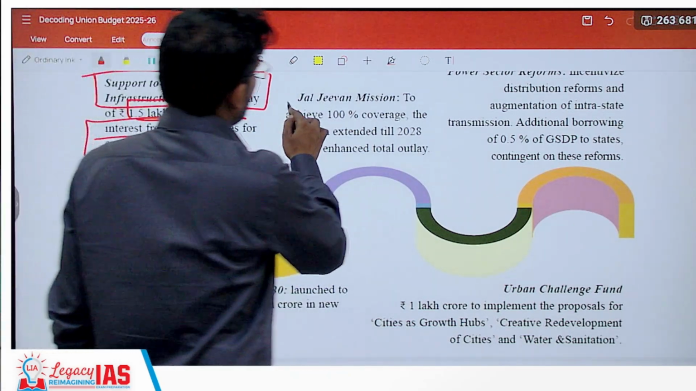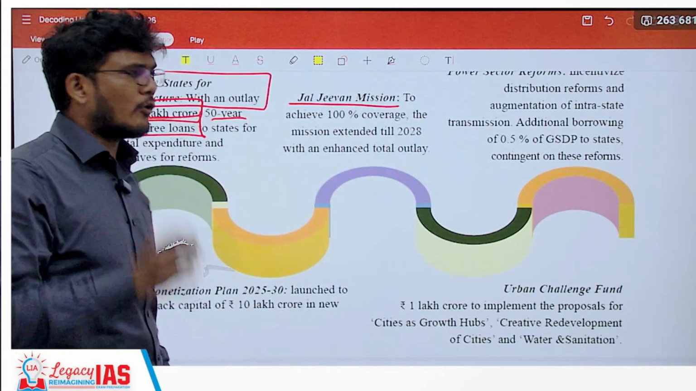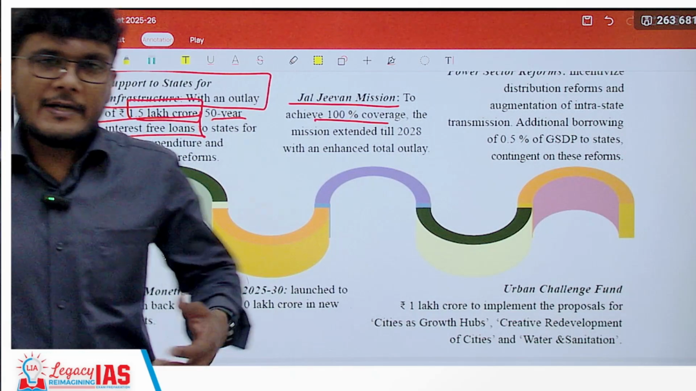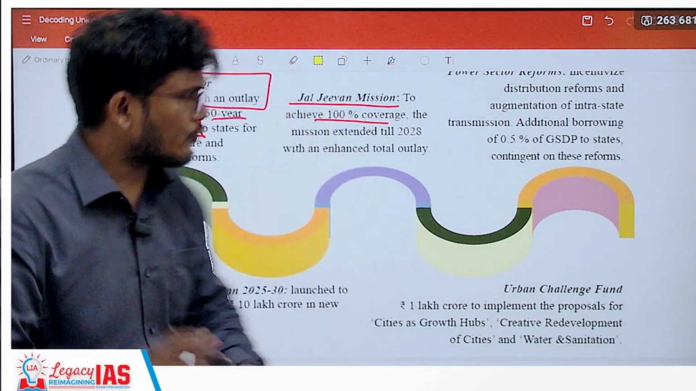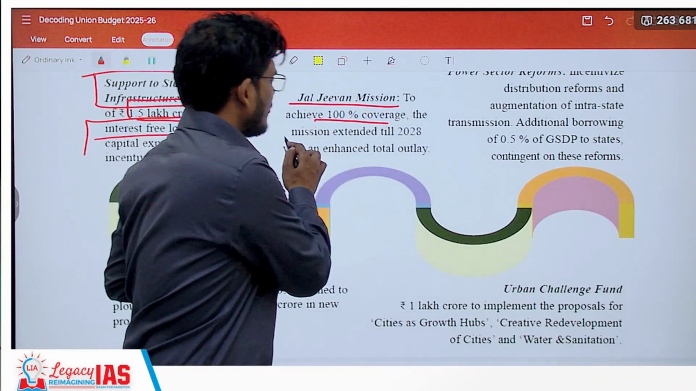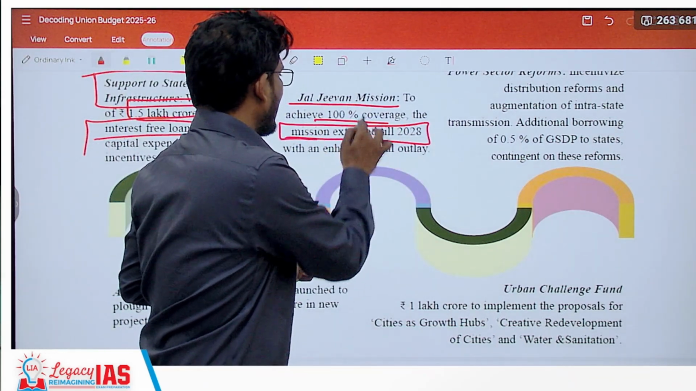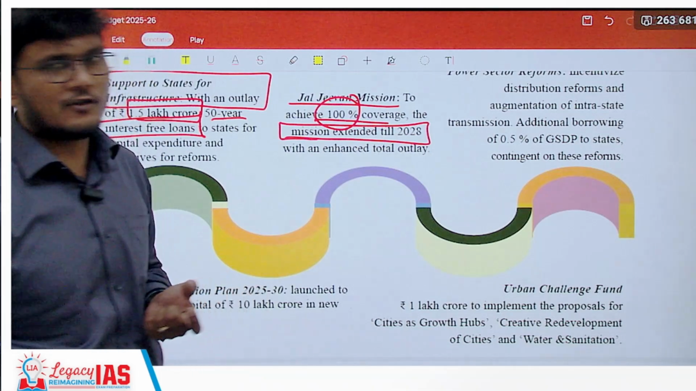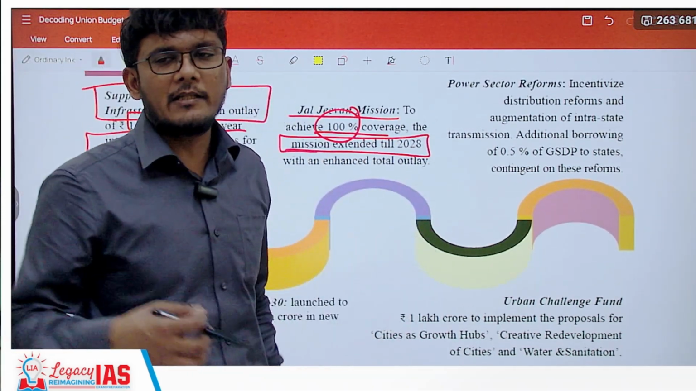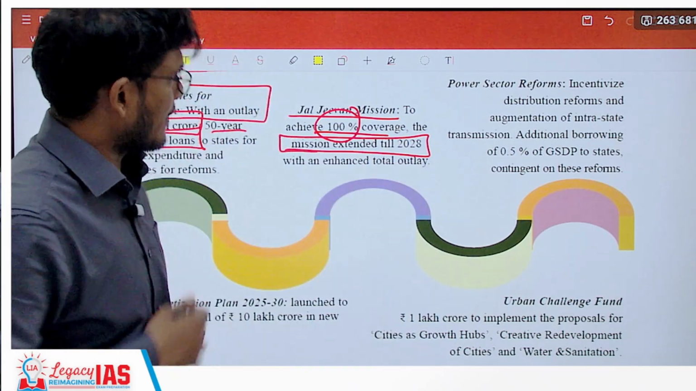Then the Jal Jeevan scheme is now trying to achieve 100% coverage. Har Ghar Jal means water in every house is what this mission tries to achieve, and this has been extended till 2028 with 100% coverage, and there has been a significant increase in the money that is proposed to be invested in it.